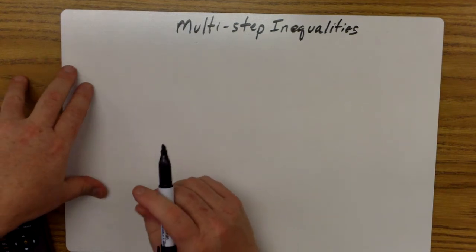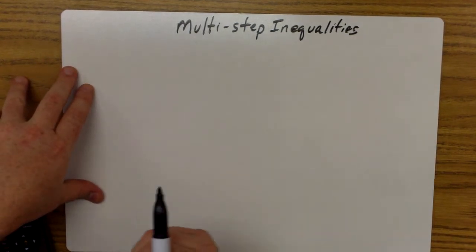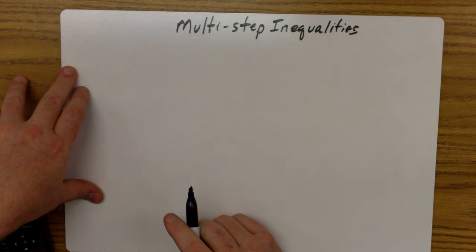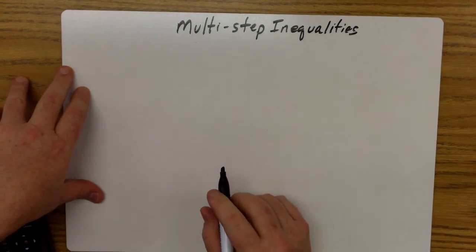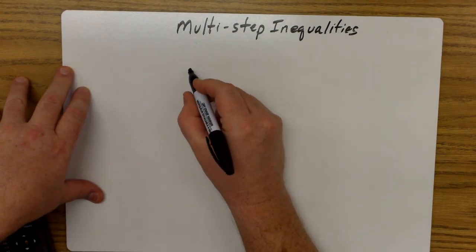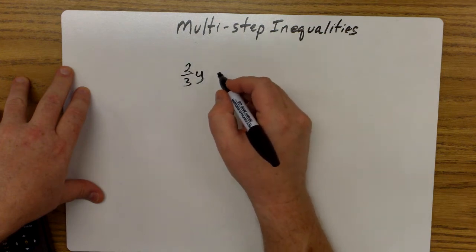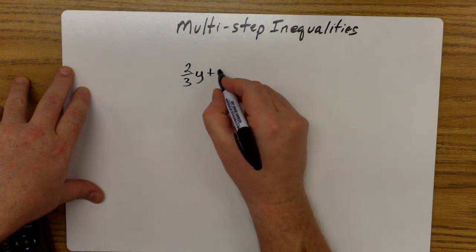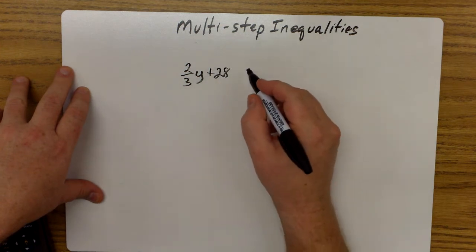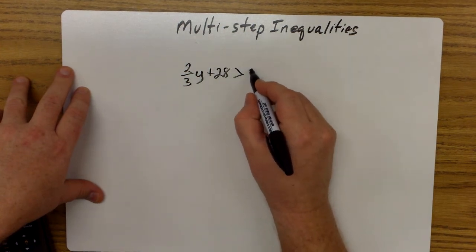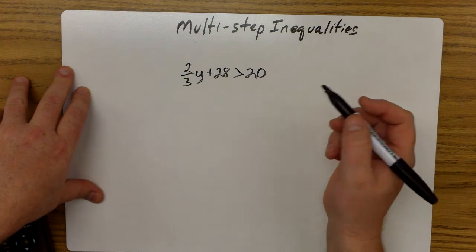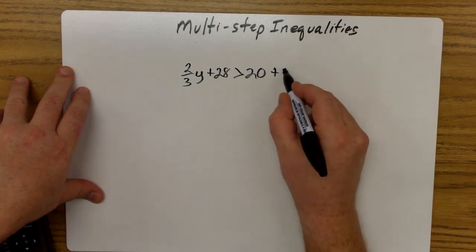Let's see, next example. Let's do 2/3 y plus 28 is greater than 20 plus 2y.